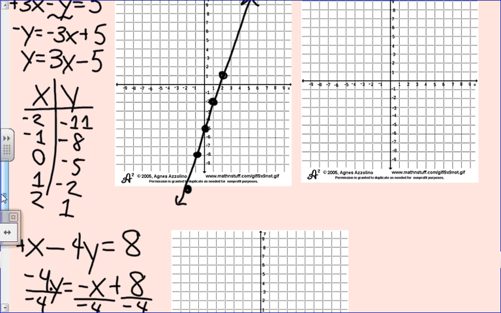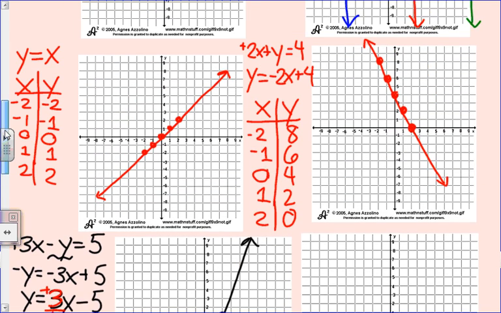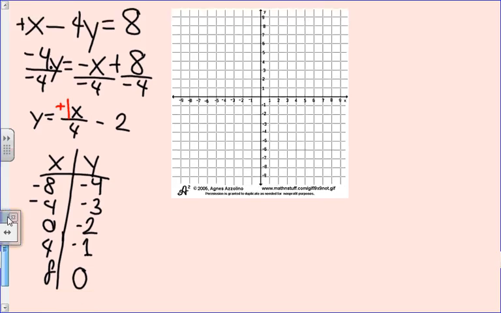Plus 3 for every 1 number. So like, what was the pattern on this one? We went minus 2 for every 1. We'll come back to that pattern. Alright, so let's finish graphing this.